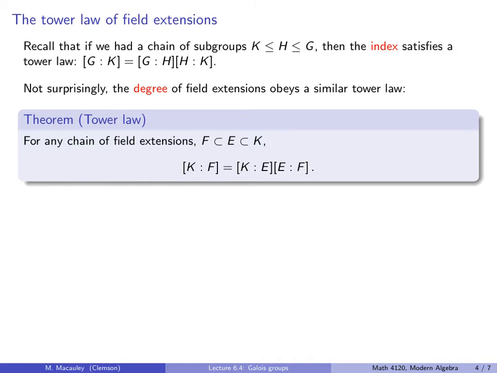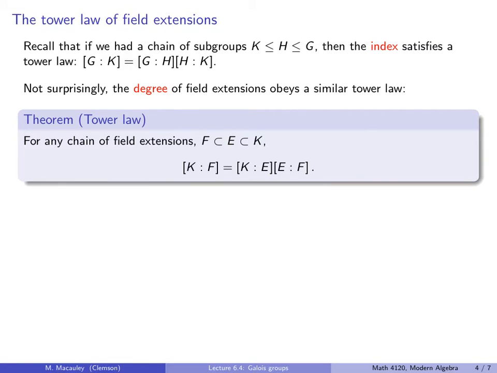Okay, so back to fields. Not surprisingly, the degree of field extensions obeys a similar Tower law. For any chain of field extensions, so suppose F is contained in E, which is contained in K, then the degree of F in K is equal to the degree of E in K times the degree of F in E.